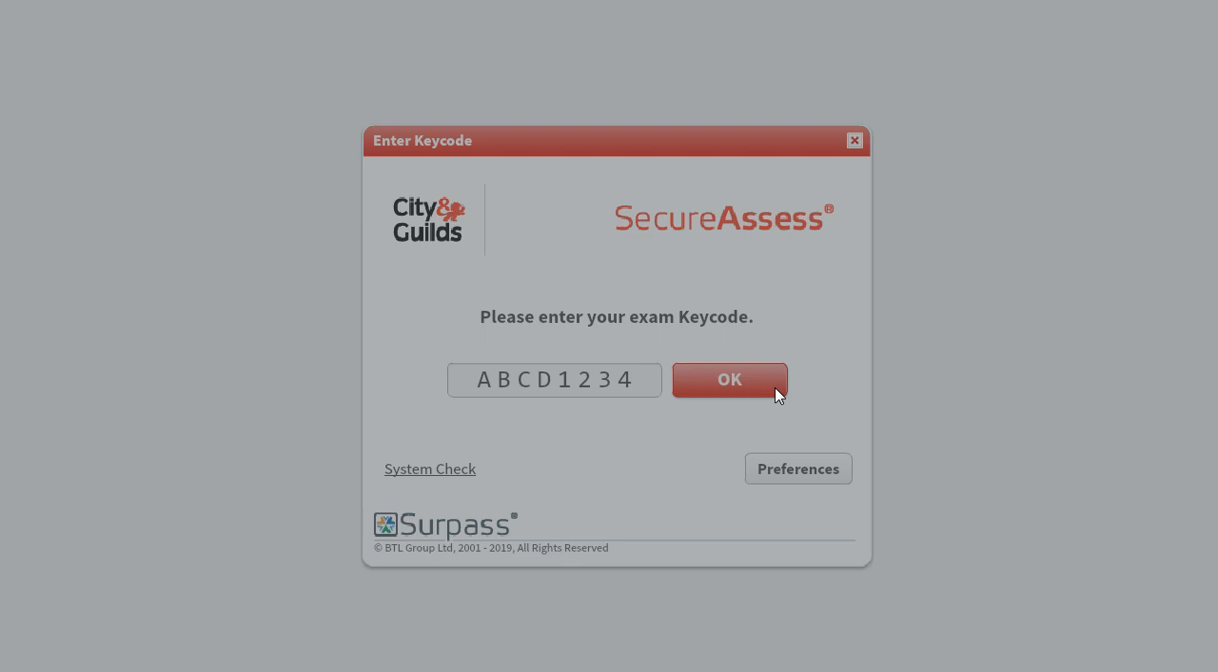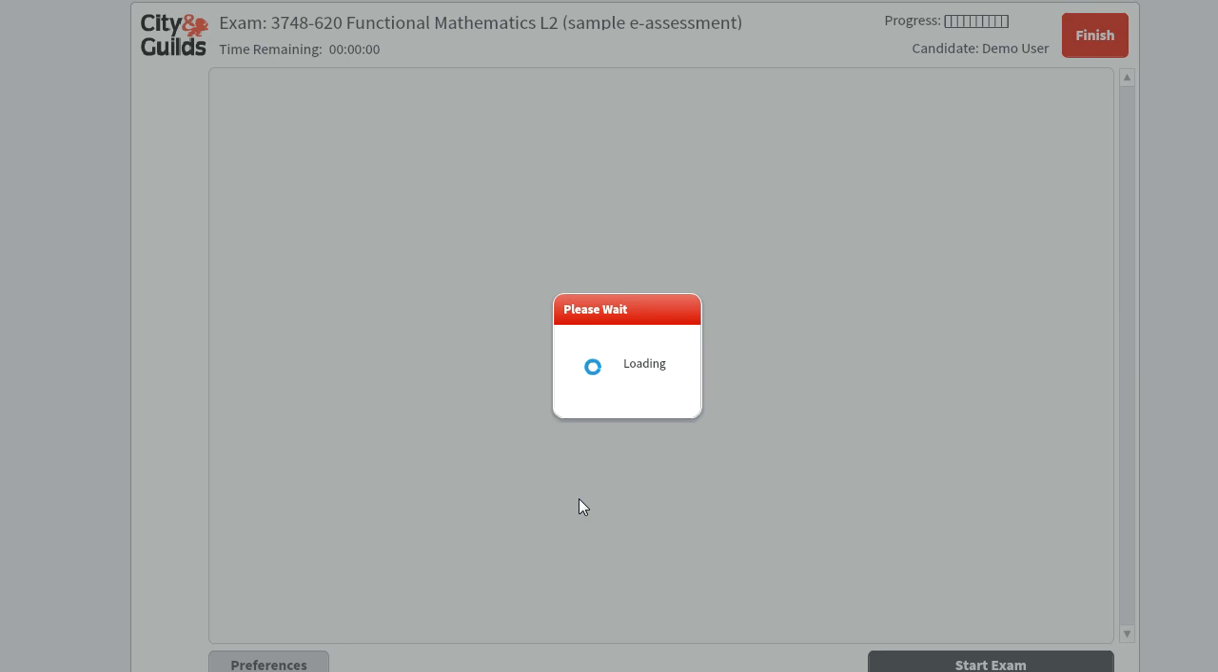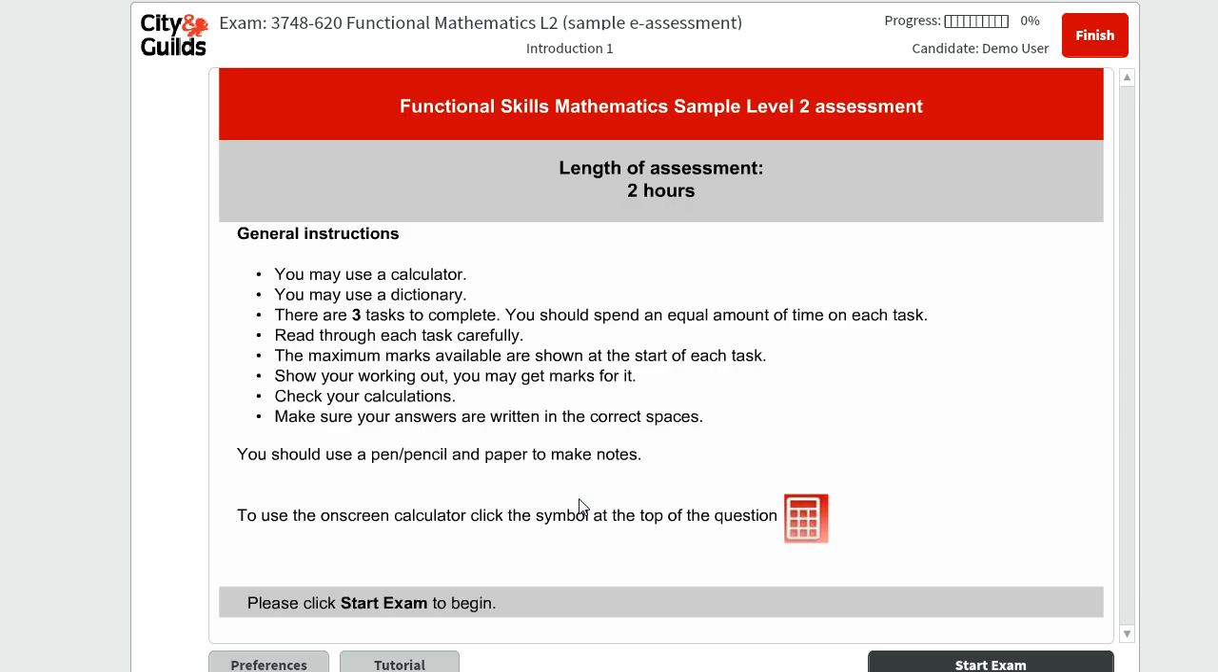So now if we click OK, you have to confirm your details. If any of your details are not correct, please inform the invigilator as soon as you identify the error so that it can be corrected. As we are in the demo, you can click OK so that you can start the online sample paper. Right, here we are being given some more information related to the exam.